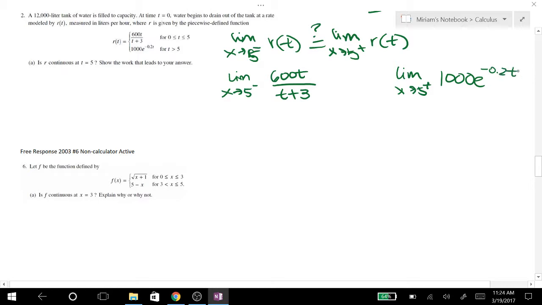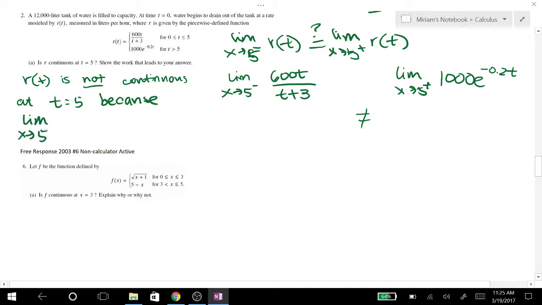See, now you're going to plug in 5 on both functions. Go ahead, you have a calculator. And see if the values are the same. When you do that, you're going to see the values are not the same. So you're going to say r of t is not continuous at t equals 5 because the limit as x approaches 5 from the left is not equal to the limit as x approaches 5 from the right. And don't forget to put r of t. I always forget that. R of t.